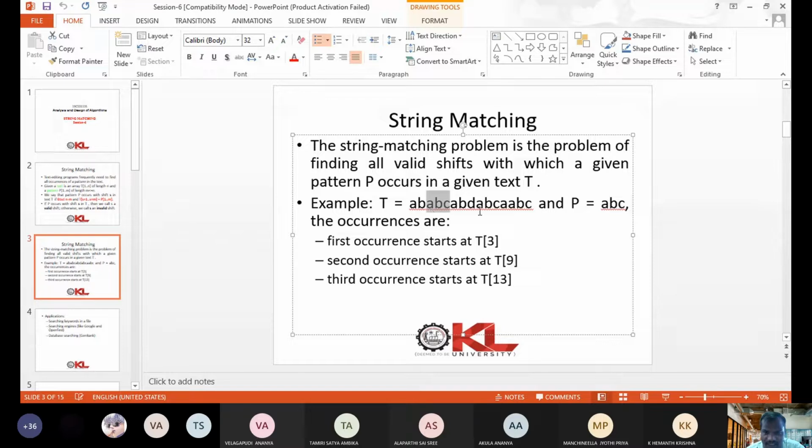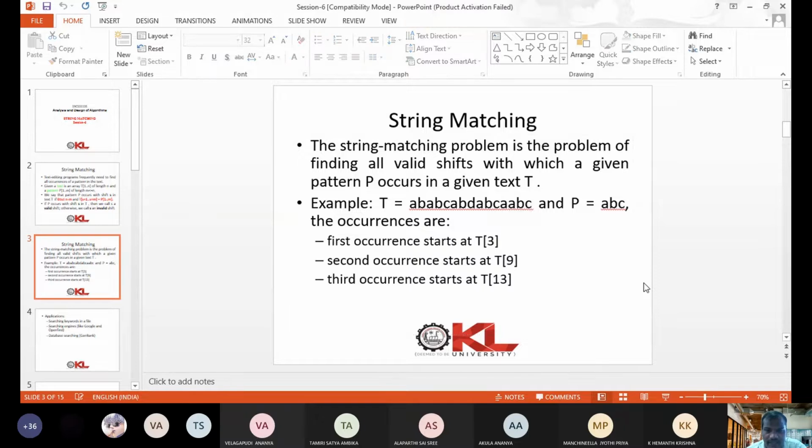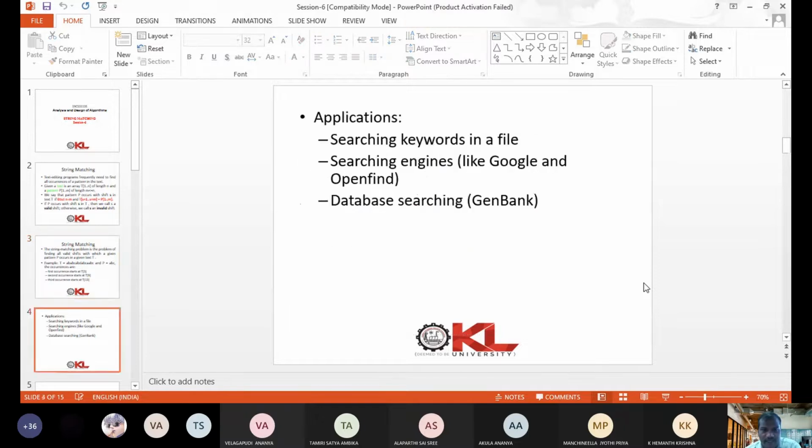The second occurrence is at T of 9. And the third and last occurrence is at T of 13. So the given pattern ABC is available in the string at T of 3, at T of 9, and at T of 13. This is how we have to search the given string.